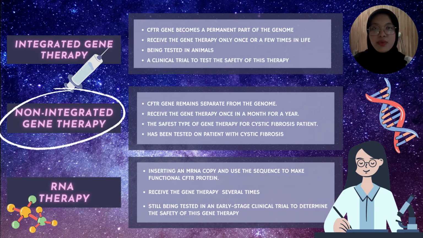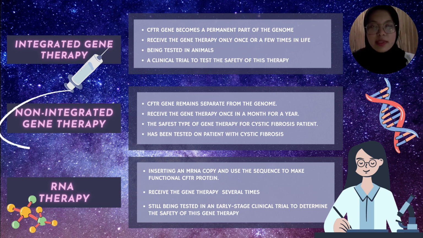Integrating gene therapy is where a piece of DNA that contains a correct version of the CFTR gene will be delivered to an individual's cells and become a permanent part of their genome. The patient will receive the gene therapy only once or a few times in their life. An integrating gene therapy to treat cystic fibrosis is being tested in animals, and a clinical trial to test the safety of this therapy in people with cystic fibrosis could happen in the next several years.